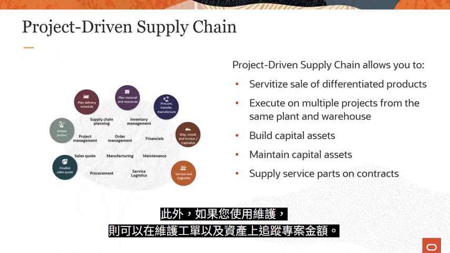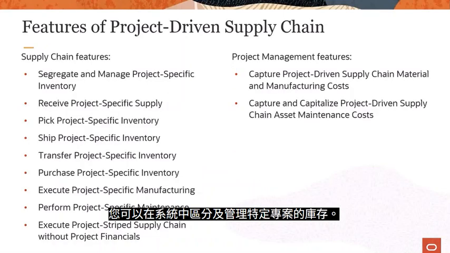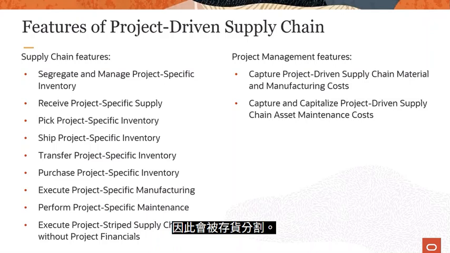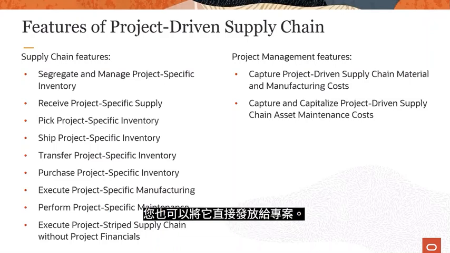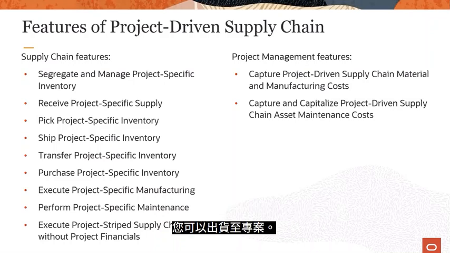Plus, if you're using maintenance, you can track the project dollars onto the maintenance work orders as well, and onto the assets. Within the system, you can segregate and manage project-specific inventory. So it'll be striped by inventory. You can also issue it directly to a project. You can pick to the project. You can ship to the project. You can also transfer from the project.